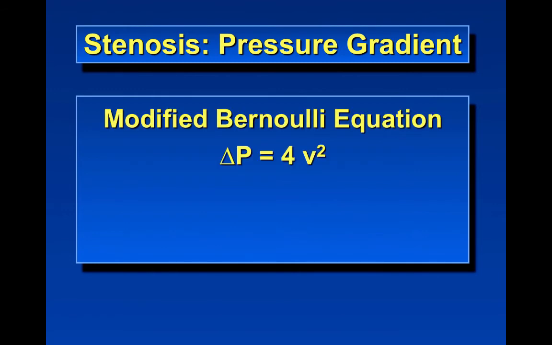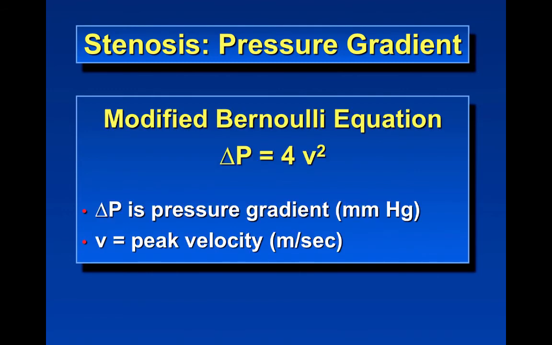Now, how is that done? The modified Bernoulli equation is: delta P, or the pressure gradient, in millimeters of mercury equals 4V squared, and V is the peak velocity in meters per second. This is a good approximation of pressure gradients.